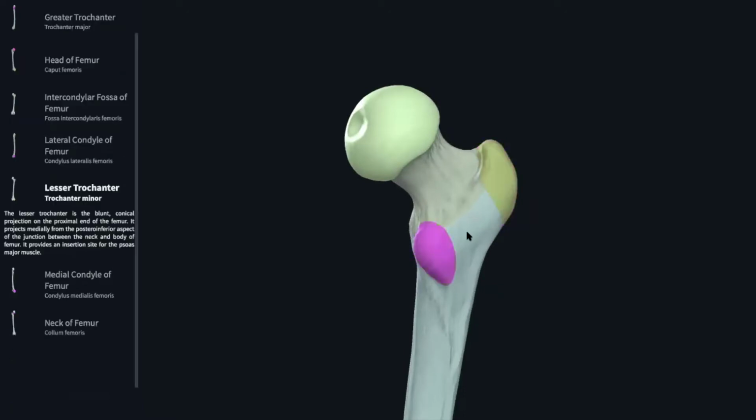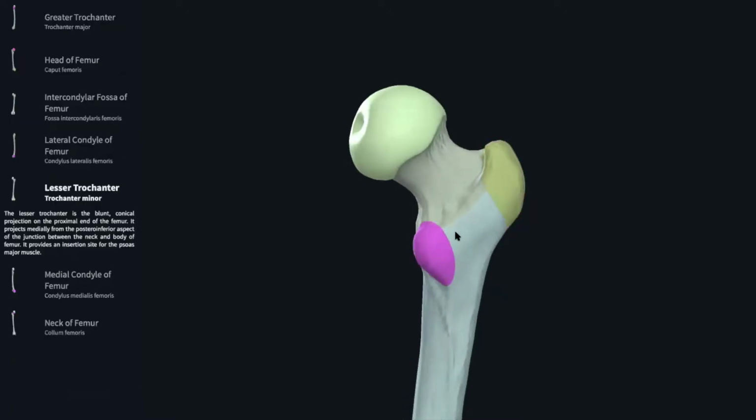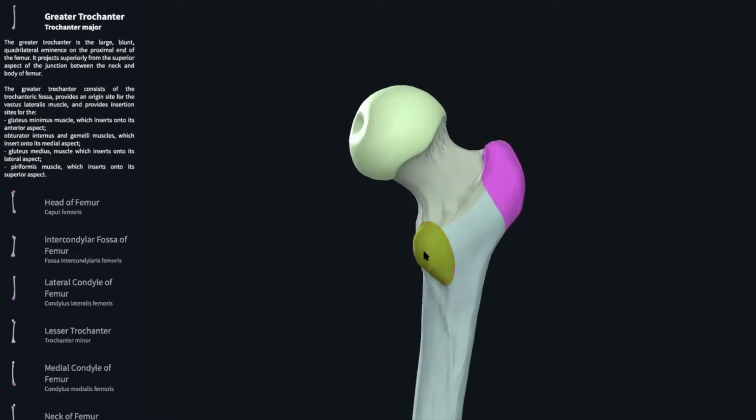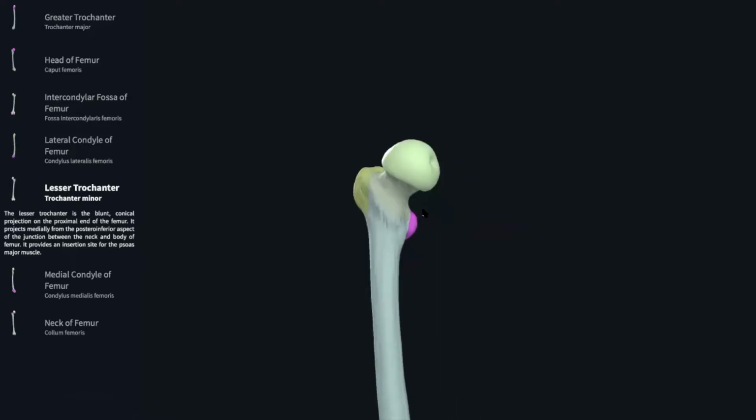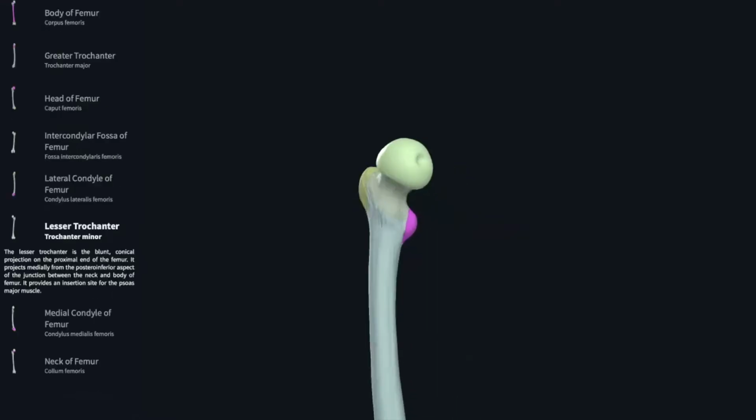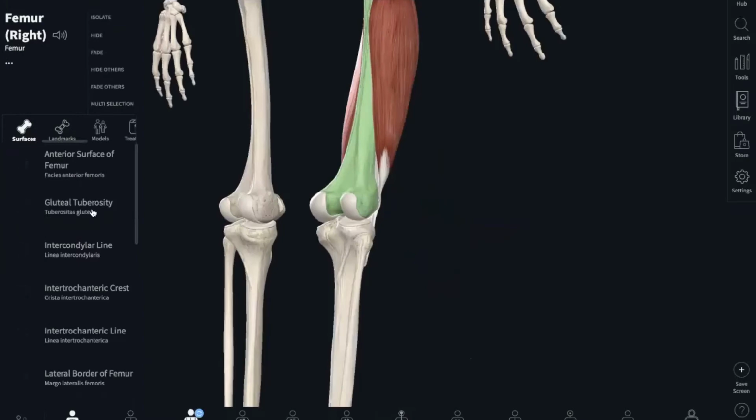Okay, so for the lesser trochanter, the exact same thing, but it attaches the iliopsoas muscle instead of the gluteus medius. And again, avulsion fracture can happen there, less common though. Okay, let's move on to the surfaces.